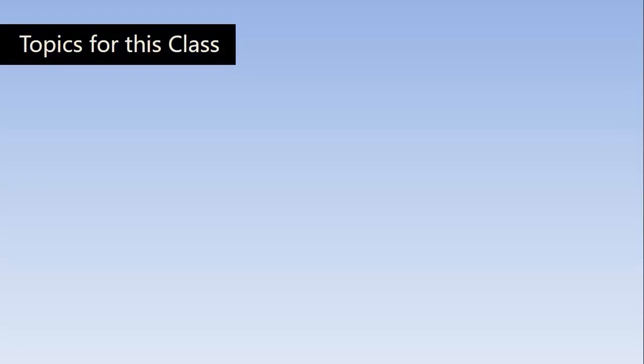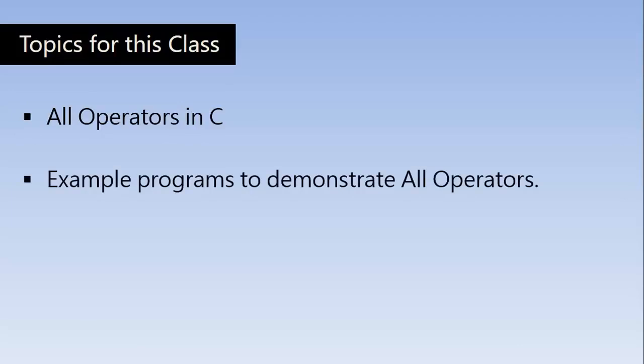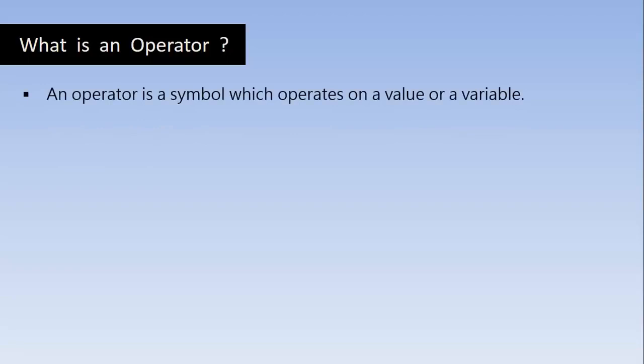Well, students, in this class we'll be learning all the operators in C and we'll perform some programs to demonstrate all those operators. First, let's understand what's an operator. An operator is a symbol which operates on a value or a variable, right? For example, plus is an operator to perform addition.